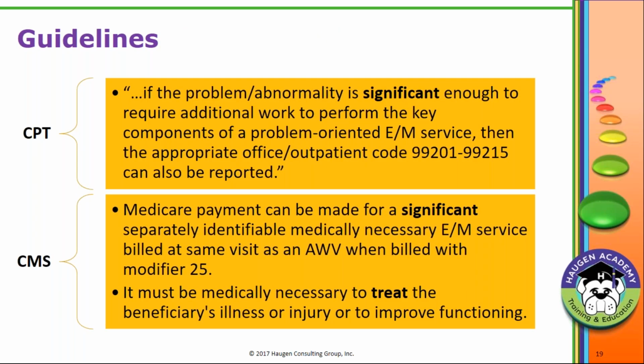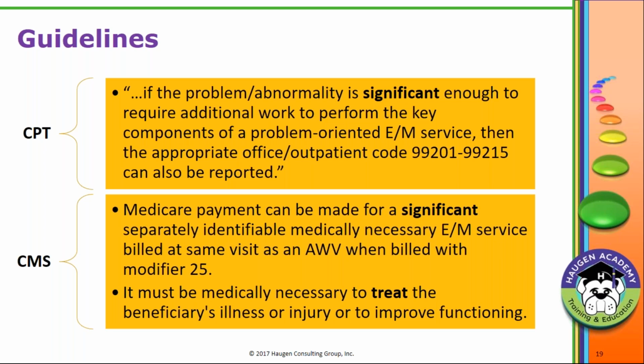So the guidelines pertaining to this, there are CPT guidelines, and it's quoted that they really say the problem should be significant enough to require additional work to perform the key components. And then you can use the E&M levels to report that service. CMS, when we're talking about those G codes, the Medicare Wellness, they specifically say Medicare payment can be made for a significant, separate, identifiable, medically necessary E&M service. And then they go on to say it must be medically necessary to treat the beneficiary's illness. So I thought that was a good word to point out. They aren't just going to be talking about something. They really should be treating a problem, not just discussing it.